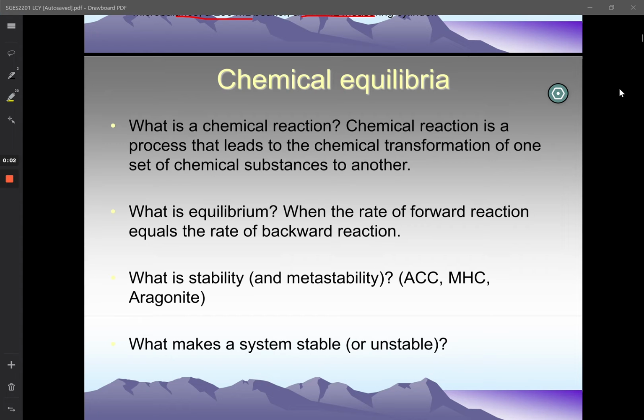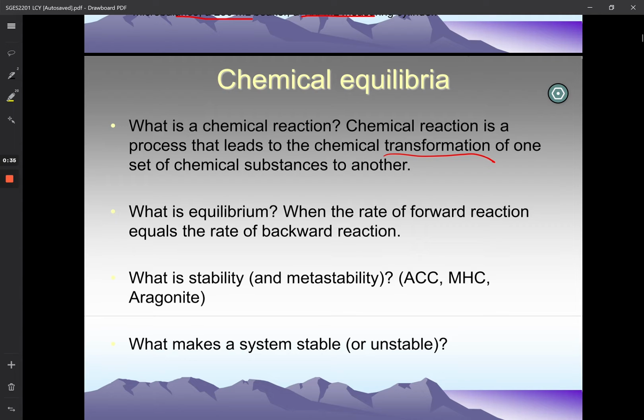So now we are going to talk about chemical equilibrium. So what is a chemical reaction? A chemical reaction is a process that leads to the chemical transformation of one set of chemical substances to another. So there is a change, a transformation from one to another.